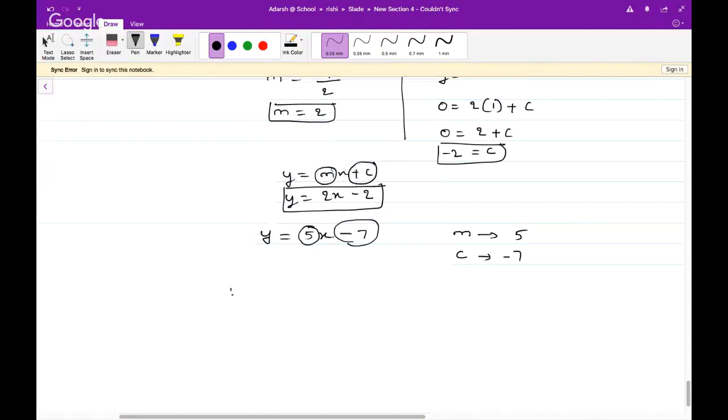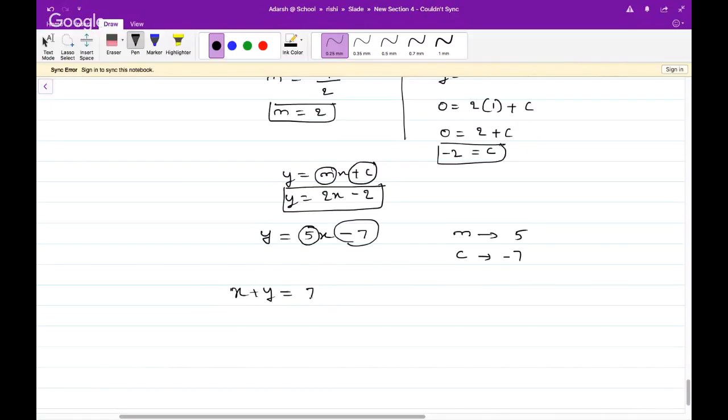If they give the equation of a line like this, x plus y is equal to 7, can you find the gradient and the y-intercept? First thing, you have to make it in this form, y is equal to mx plus c. So x has to be on the other side, so y is equal to negative x plus 7. Now it is easy to tell the c value is 7. What is the value of m? If there is no number in front of x, it means the number is 1, and there is also a negative sign, so it is minus 1.